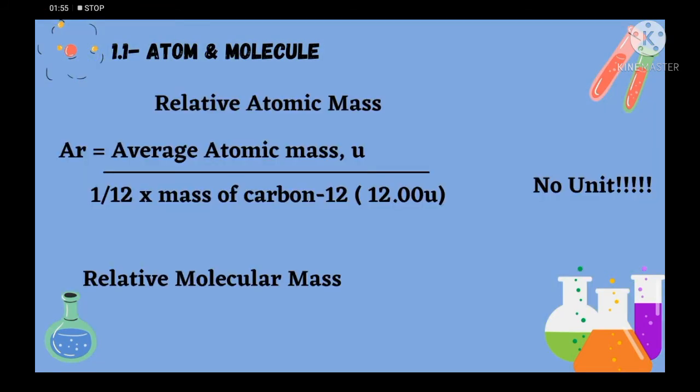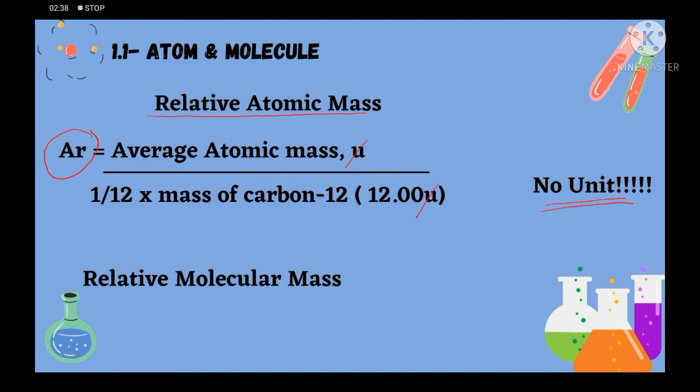Now, in order to put it inside the periodic table, we need to calculate the relative value, because every single element needs to be compared with carbon 12 before we put it inside the periodic table. So when you get the average atomic mass, you need to calculate the relative atomic mass, whose symbol is Ar. The formula is the average atomic mass, which has unit u, over 1 over 12 times the mass of carbon 12, which is 12 u. When we cancel out this u, relative atomic mass has no unit. Can you get it?